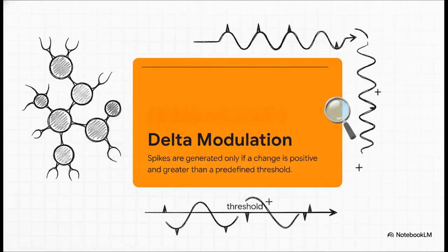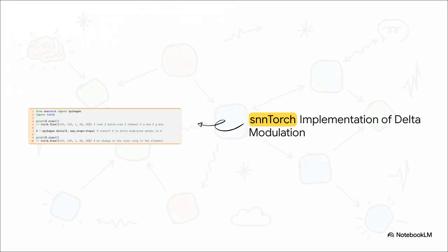Our third encoding method is delta modulation. We calculate this by taking a time series input and deriving the exact matrix difference between time steps. Here's the rule. A spike is only generated if that difference is positive and it explicitly crosses a strict, predefined mathematical threshold. Implementing this delta function is just wildly efficient.